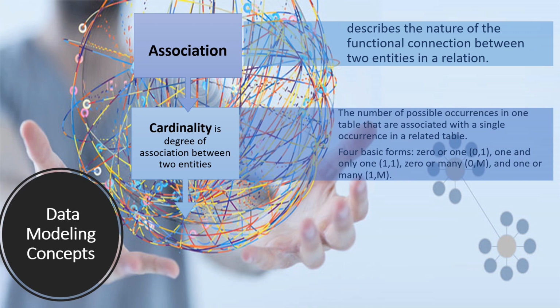As we discussed in chapter 10 about the cardinalities, it represents the number of possible occurrences in one table that are associated with a single occurrence in a related table. Four basic forms: 0 or 1, and we already explained how we represent it in the diagram, and one and only one, or 0 or many, and 1 or many.